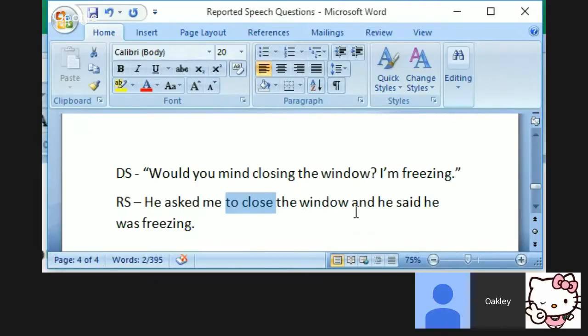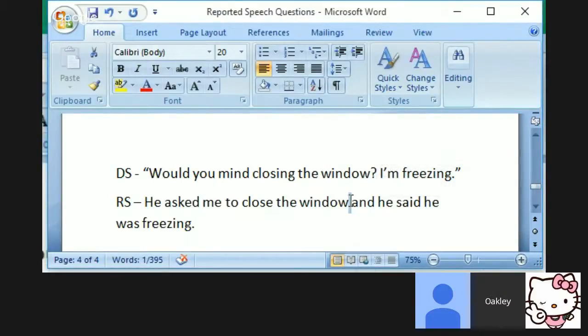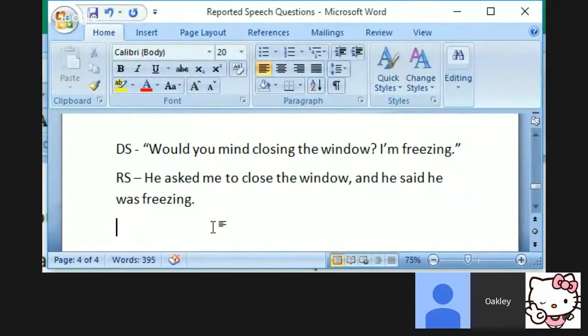All right, I agree with you. And we use "and" here. I guess this is actually "and", the coordinating conjunction, so I need a comma here. And he said he was freezing. Notice present continuous, when we use back tense, becomes past continuous. "Is freezing" or "am freezing" becomes "was freezing". That works. Nothing wrong there. Very good.